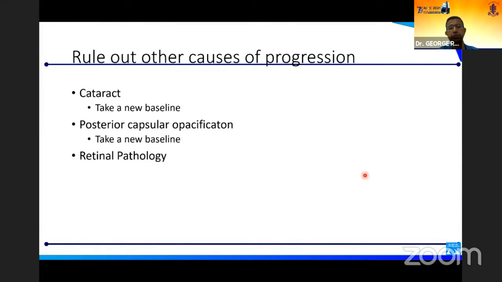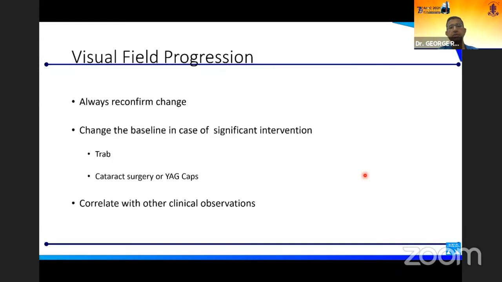So in addition to all these, you should always reconfirm change, meaning any change on a single field is not enough to decide that things have become worse. Always reset the baseline, even if you do a trabeculectomy, cataract surgery, or YAG capsulotomy, and always correlate with other clinical observations before you decide that this progression is because of glaucoma.